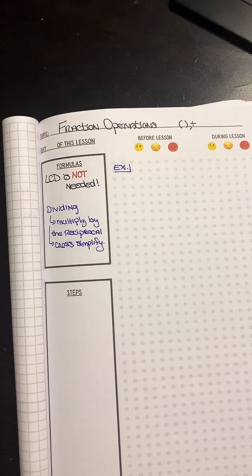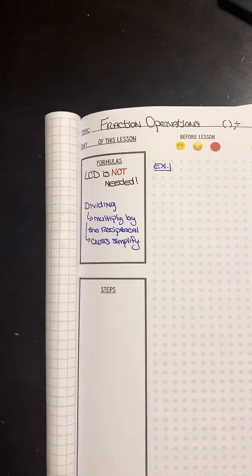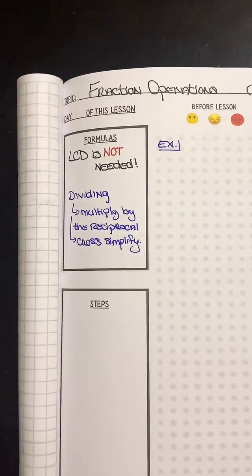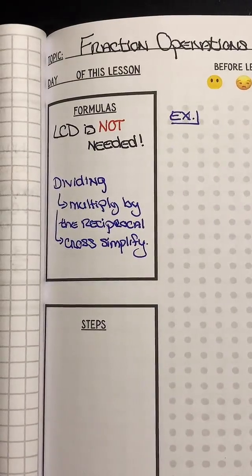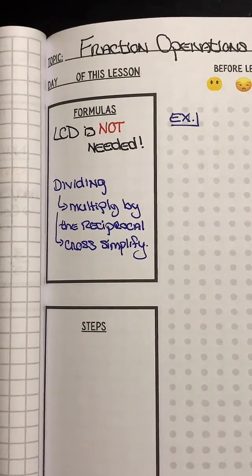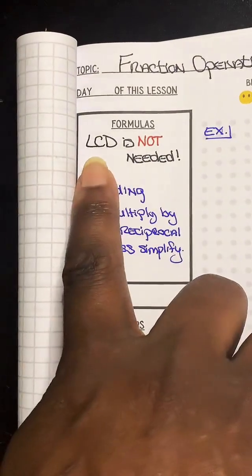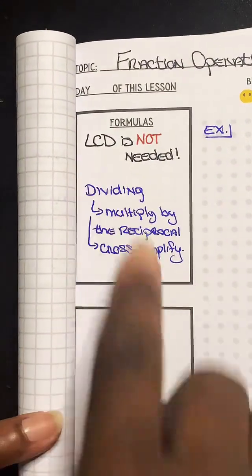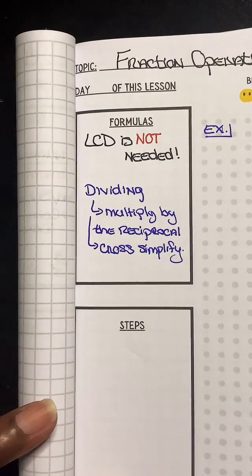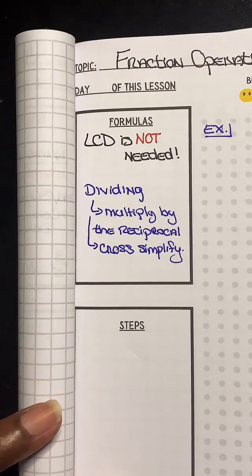So what is going on right here? One, we are noticing that when we are adding and subtracting, we have to have that common denominator. But in this case, we do not need our LCD or our LCM. We do not need that least common denominator. That is not needed when you're multiplying or dividing.